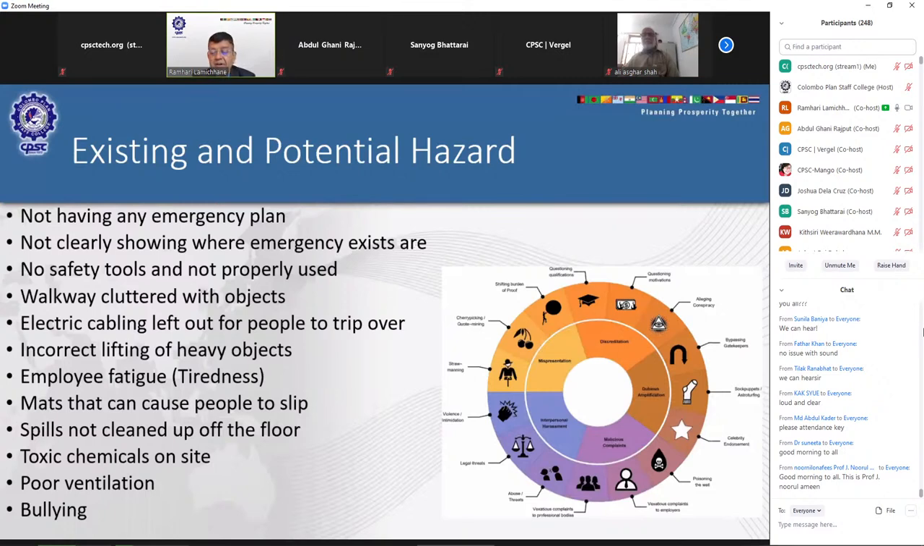And bullying, another important thing: one staff can bully another, one senior staff can bully another, a female can bully a male, a male can bully a female. If there are different groups, one group can bully another. So these are the existing and potential hazard reasons. That's why we have to be careful about it. That is very important.